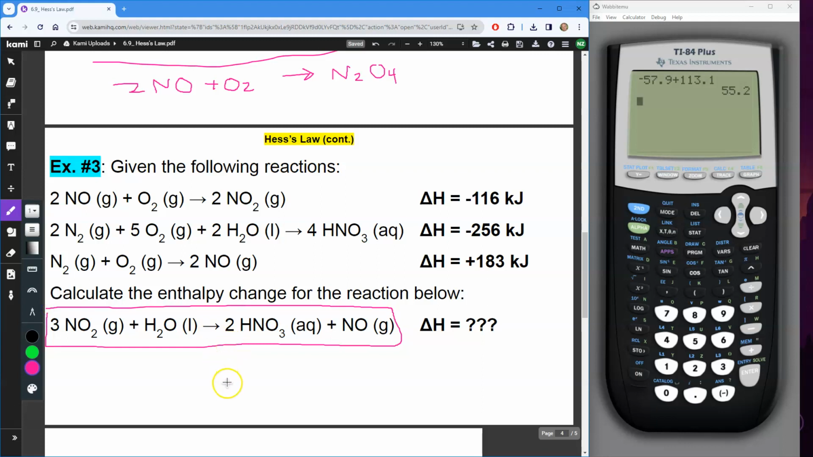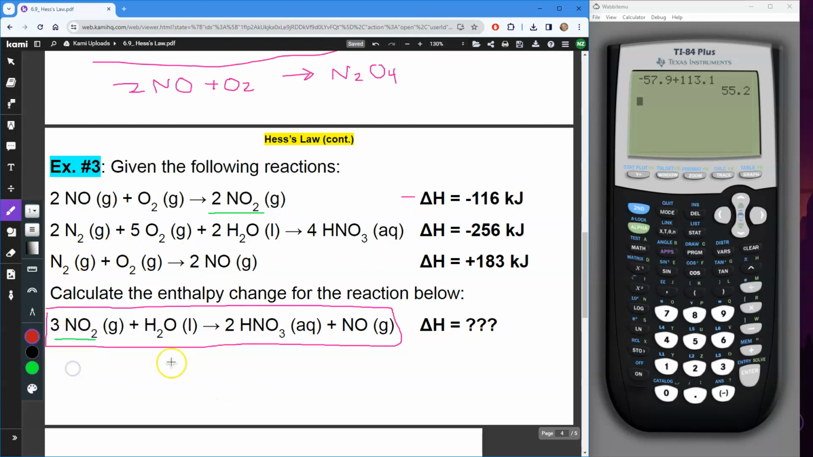The way that I'm going to approach this is the exact same way. I'm going to look for the species in the target reaction in the different steps and figure out what I might want to flip. Let's start with NO2. NO2 is only in our first reaction, but it is on the wrong side. So we're going to need to flip the first reaction.